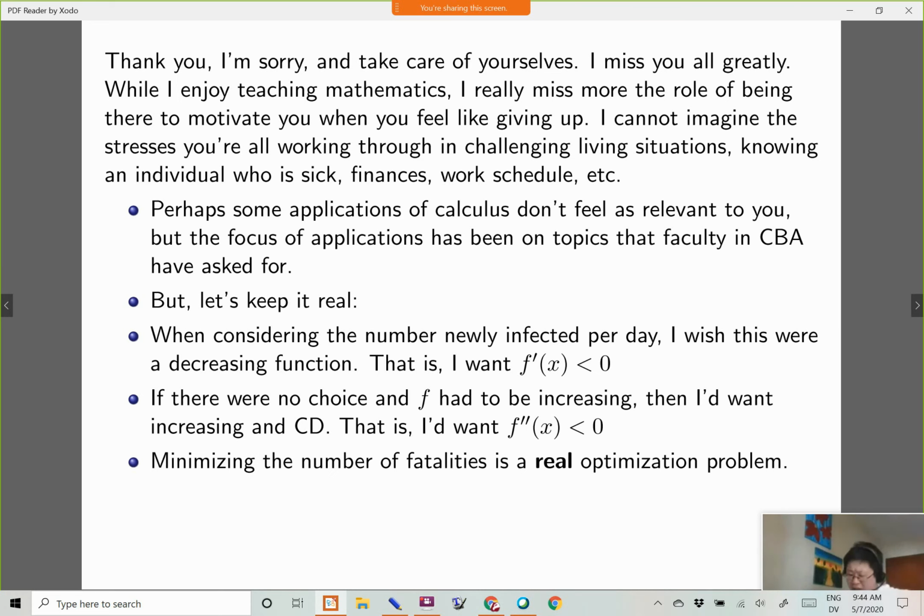And on an entirely separate note, thinking about minimizing the number of fatalities, that's a real optimization problem, and it's one that involves more than one variable. When I was living overseas, I met a friend who's an epidemiologist, and she uses math to do this kind of thing. To minimize the number of fatalities, what you do is you take a derivative, or rather a partial derivative, and you set it equal to 0. And we're not going to do that, obviously, right? But there's a way to actually do these sorts of things.